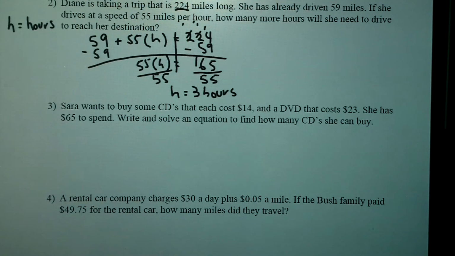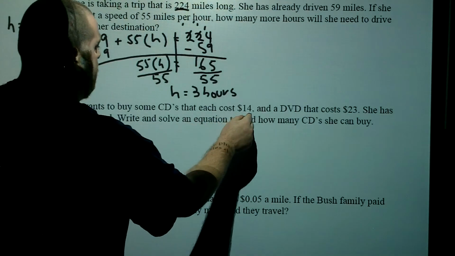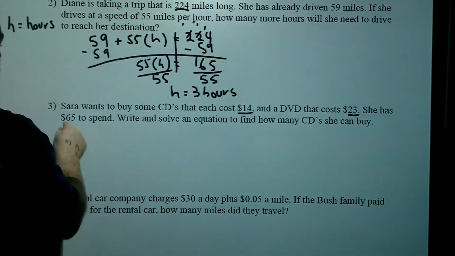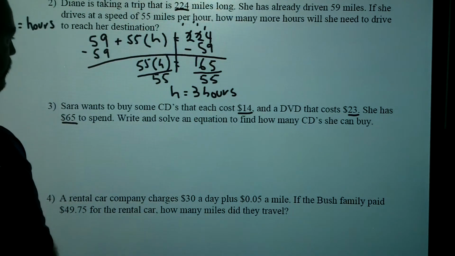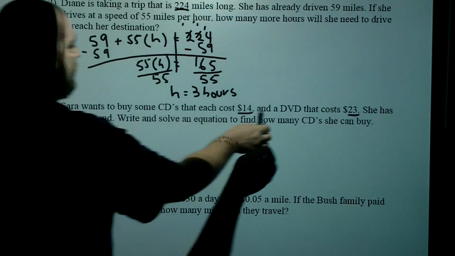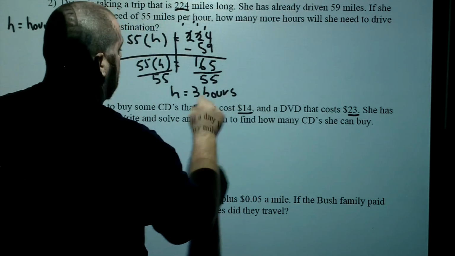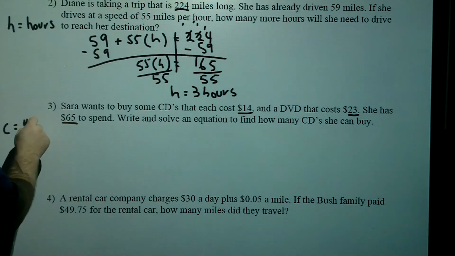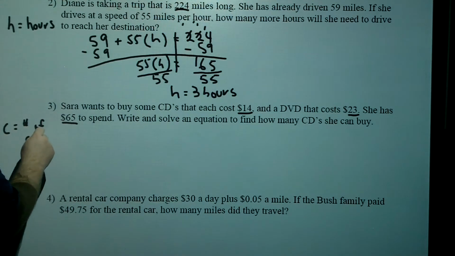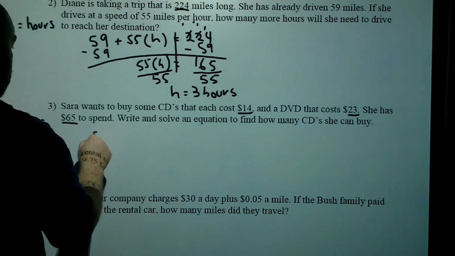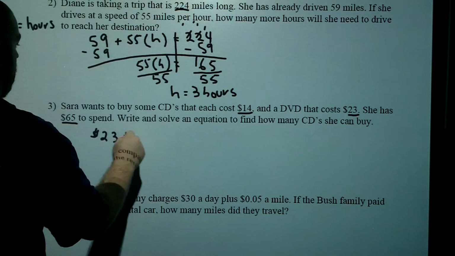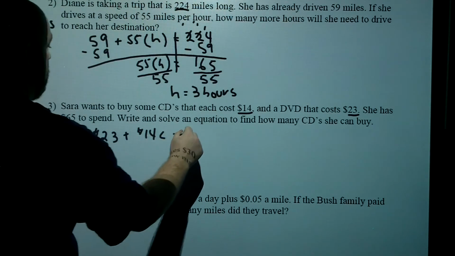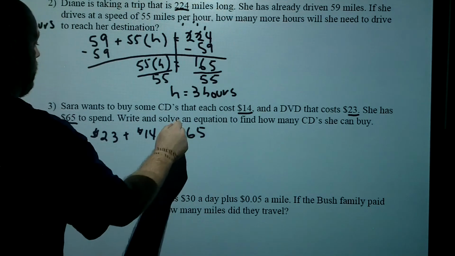Sarah wants to buy some CDs that each cost $14. So CDs are $14. A DVD costs $23. She has $65 to spend. So our total is 65. Now, a DVD means that's one DVD. So we're going to let C equal the number of CDs, because that's what we're trying to find. So $23 is the DVD, plus $14 for each CD, and she has a total of $65 to spend.